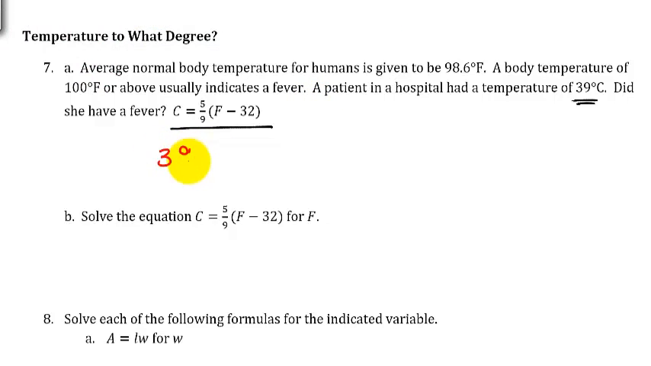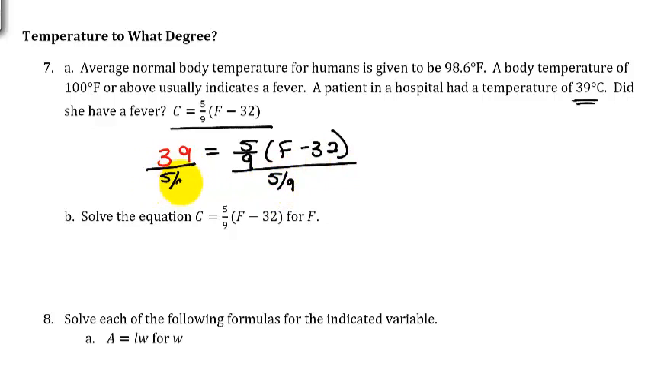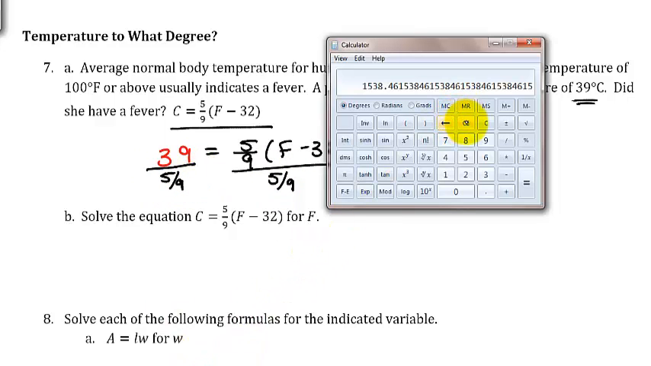So that would be 39 equals 5/9 times the quantity F minus 32. So we want to divide both sides by 5/9. And again, we're going to do this on our calculators. So 39, and then divided by, and then just make sure that you put that 5/9 in parentheses. And that's 70.2.